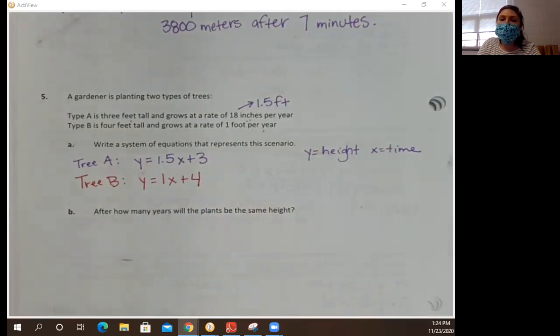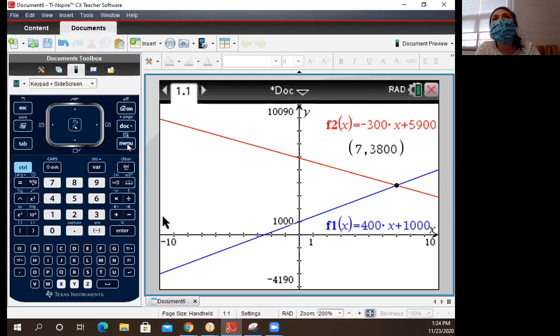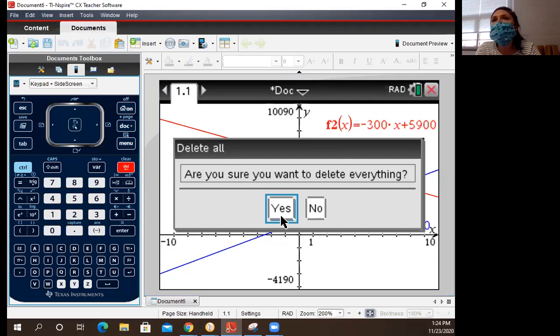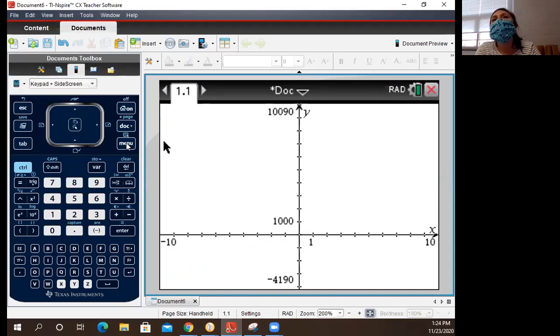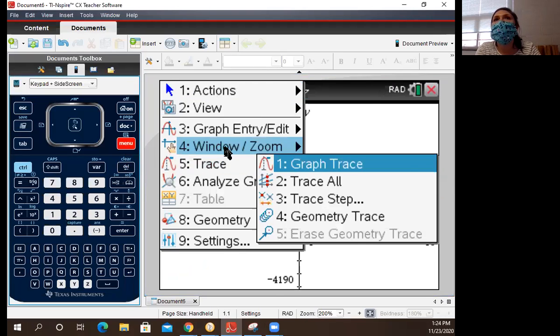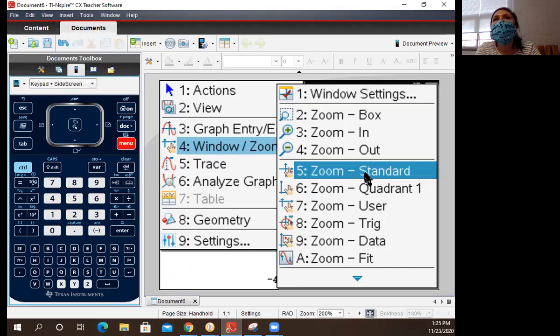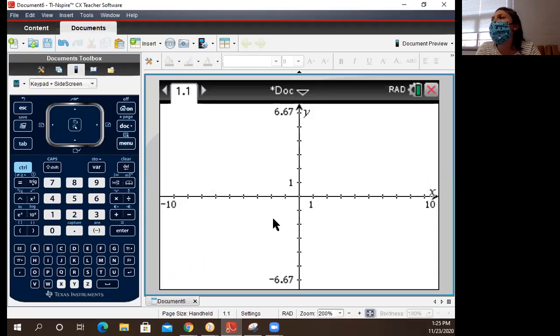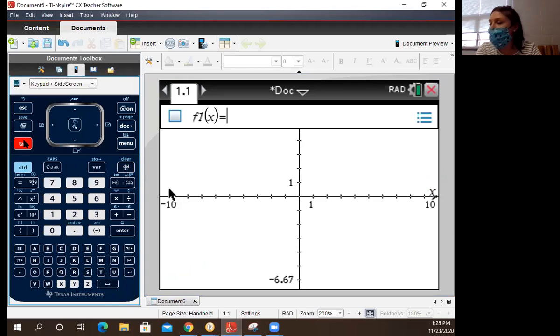Now I'm going to jump back to my calculator. This time I'm just going to go ahead and reset on this page. So if I hit the delete key 3 times, it asks me if I want to get rid of all this stuff. I'm going to say yes. And then I'm also going to switch my zoom back to what it normally is. So if I go to Windows Zoom and go to Zoom Standard, that basically resets my graph for me. I'm going to hit the tab key so I can type my equations. So 1.5x plus 3, and then tab key again. That would be 1x plus 4 for my second equation.